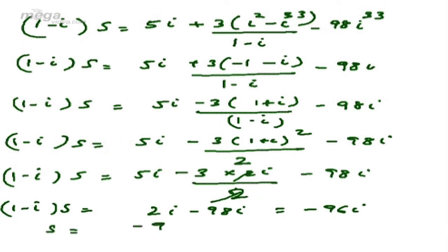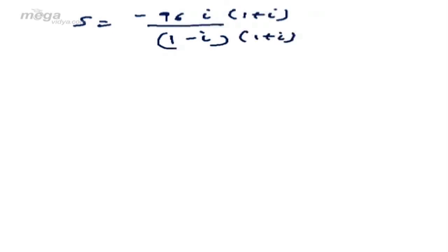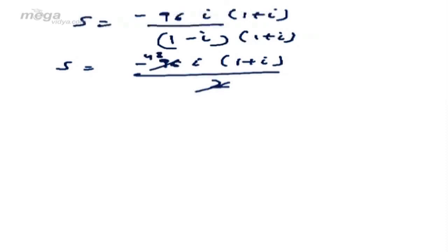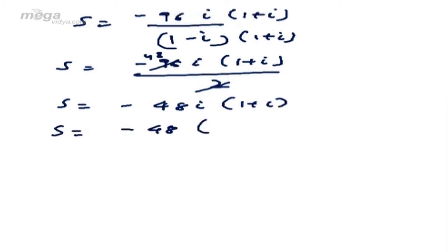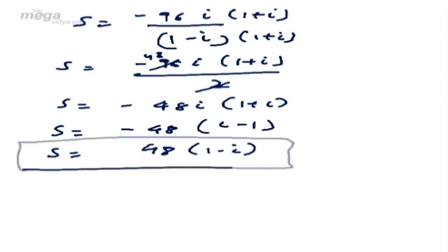So S will become minus 96i divided by (1 minus i). Now we rationalize it. You multiply by (1 plus i) in numerator and denominator. So S will become minus 96i into (1 plus i) divided by 2. This will become 48. S will become minus 48 into i into (1 plus i). If you multiply i inside the bracket, i minus 1, S will become 48 into (1 minus i). So this is the answer.